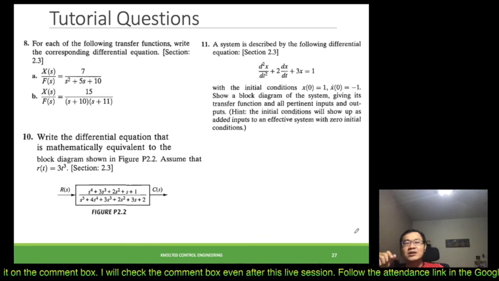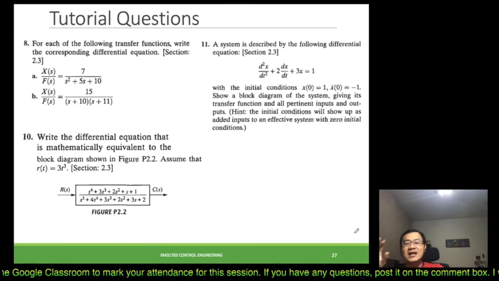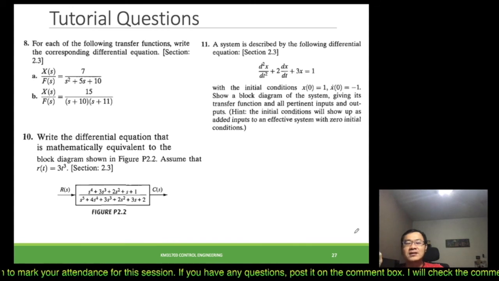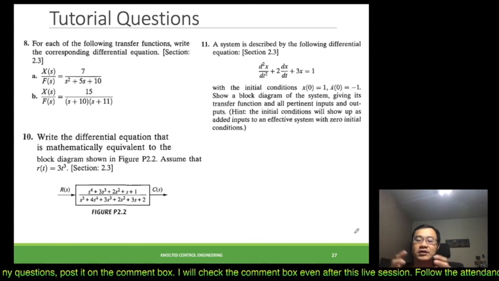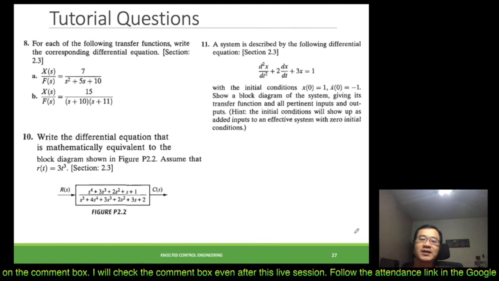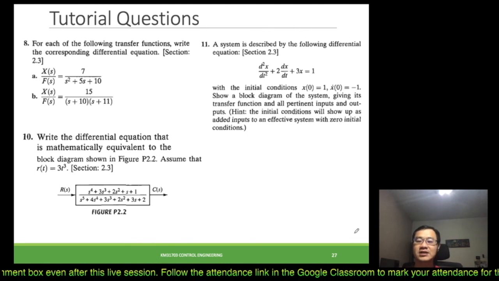But in between you can always post questions to the Google Classroom to discuss if you face any problem there. I hope that would give you a sufficient fundamental to progress in this course in the later stage.